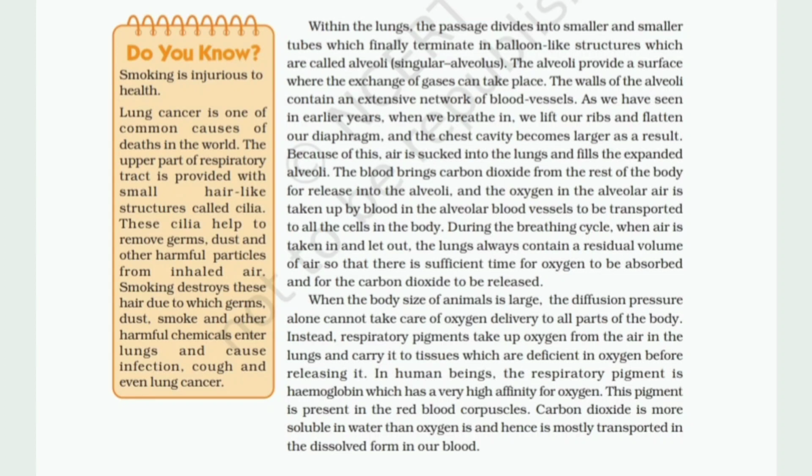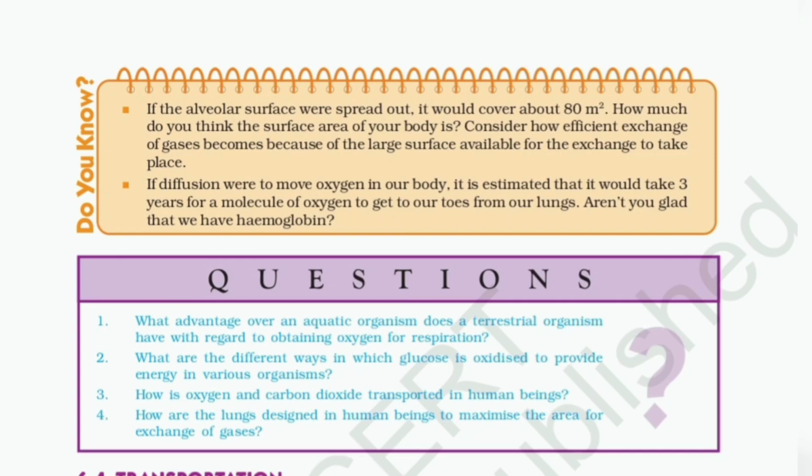More to know. Smoking is injurious to health. Lung cancer is one of the common causes of deaths in the world. The upper part of the respiratory tract is provided with small hair-like structures called cilia. These cilia help to remove germs, dust, and other harmful particles from inhaled air. Smoking destroys these hairs, due to which germs, dust, smoke and other harmful chemicals enter the lungs and cause infection, cough and even lung cancer.